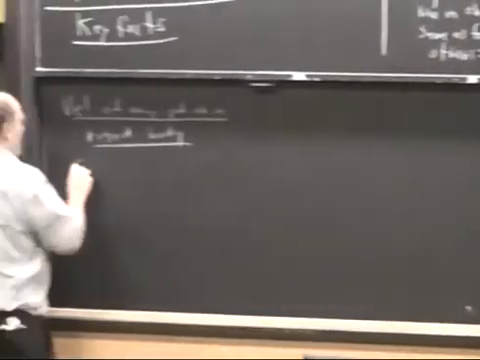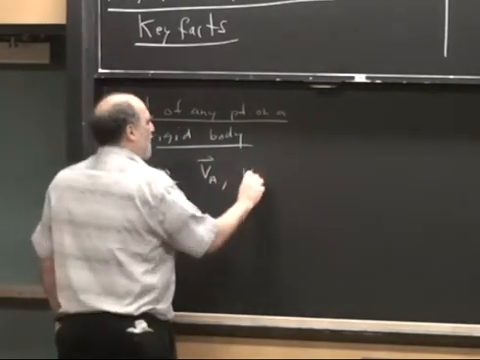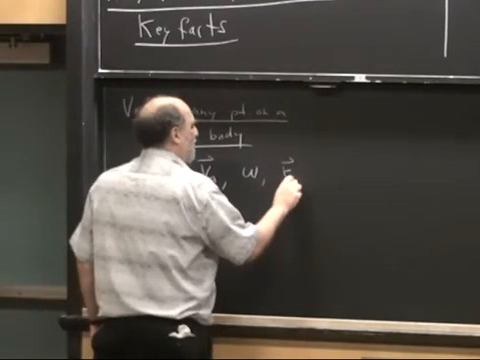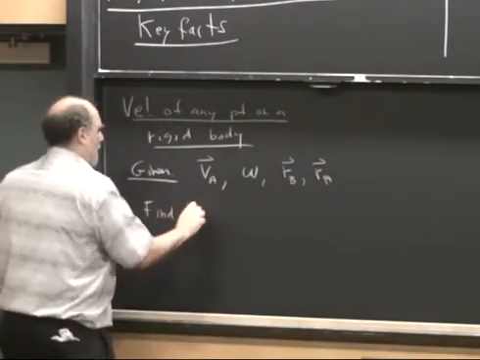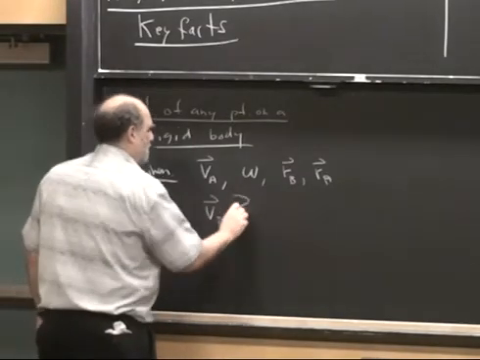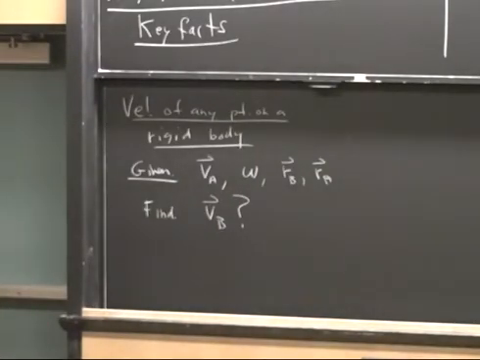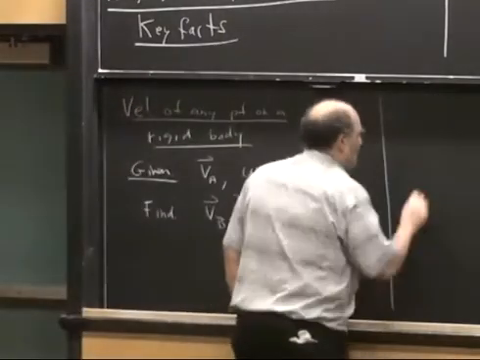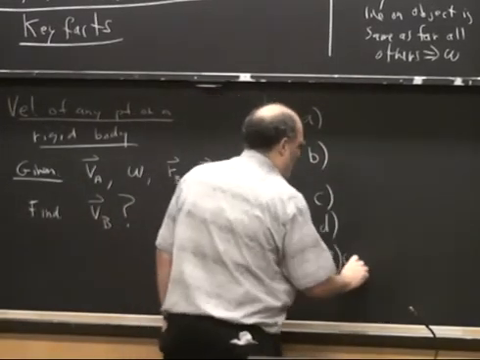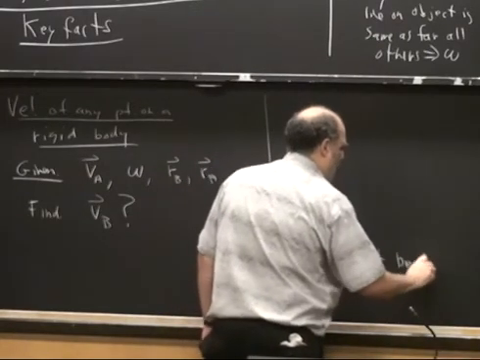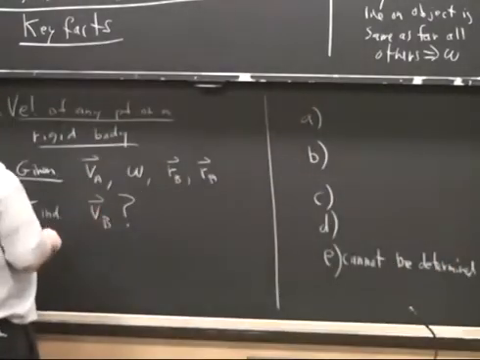So what we want is, given, say, the velocity of point A on an object, and given omega, and given the location of one point on the object, and given the location of the other point on the object, can we find the velocity of point B? You can think of that as a homework problem, a test problem, quiz problem, whatever. In fact, let's make it a quiz problem. So, is there enough information? And A and B are on the object.